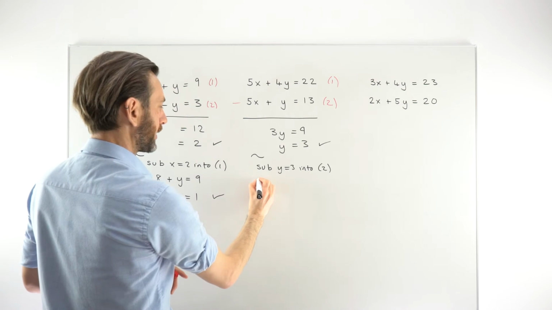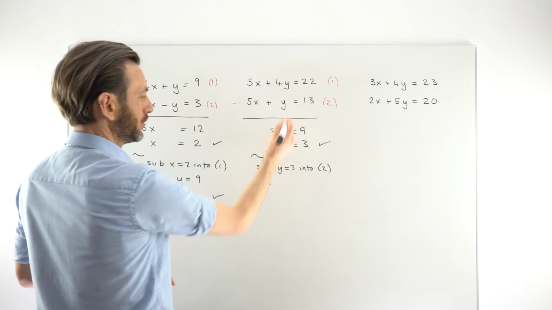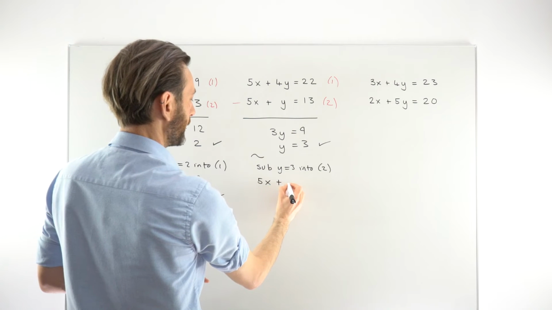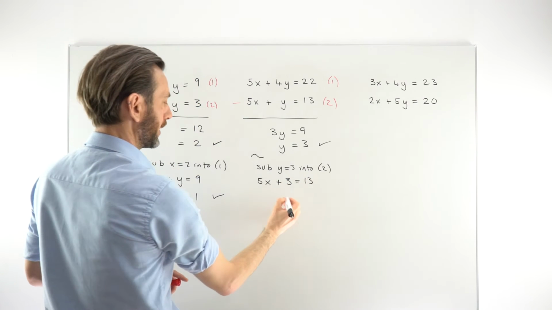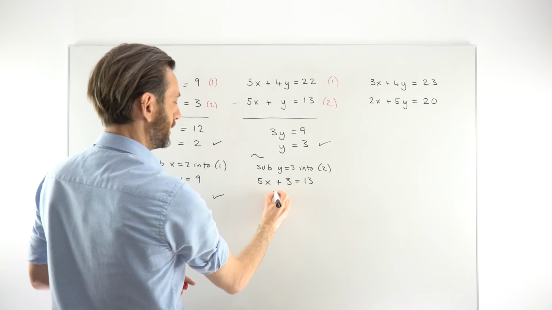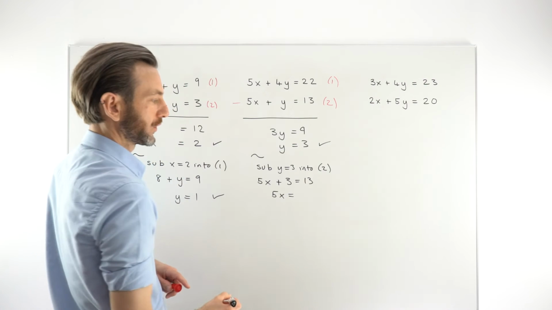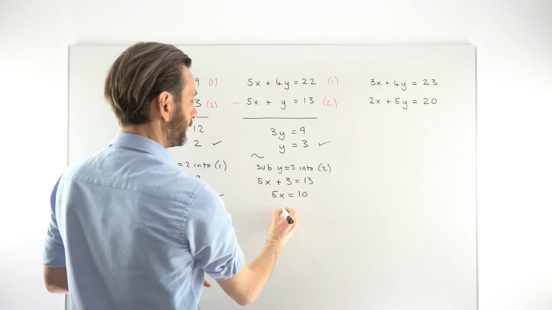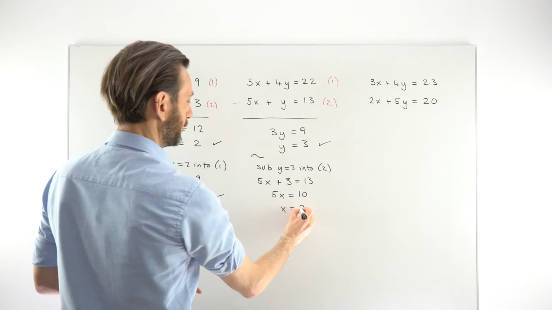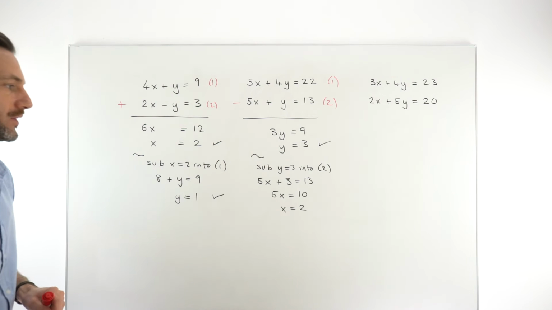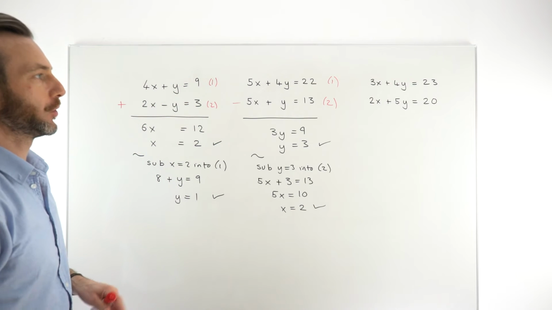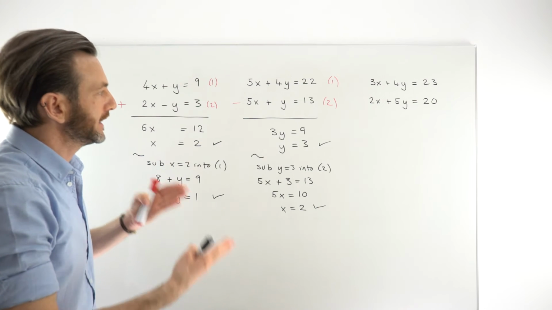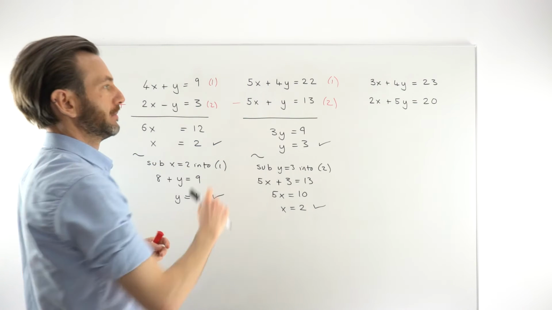So we get 5x plus y, but we now know the y value is 3, so it's 5x plus 3 equals 13. Moving the 3 to the other side, beside the 13, we get 5x equals 13 minus 3, which is 10. Dividing both sides by 5, and we get 2 as our second solution. So that's that one done. So again, not too difficult, but really it's quite a lot easier because these guys were already matched up.